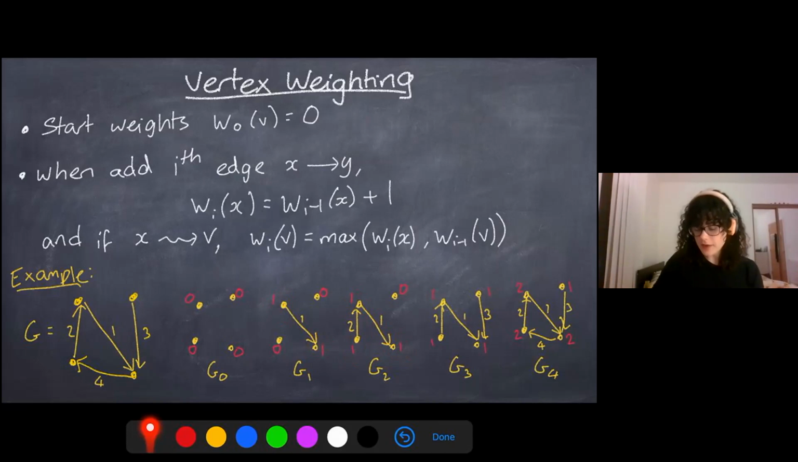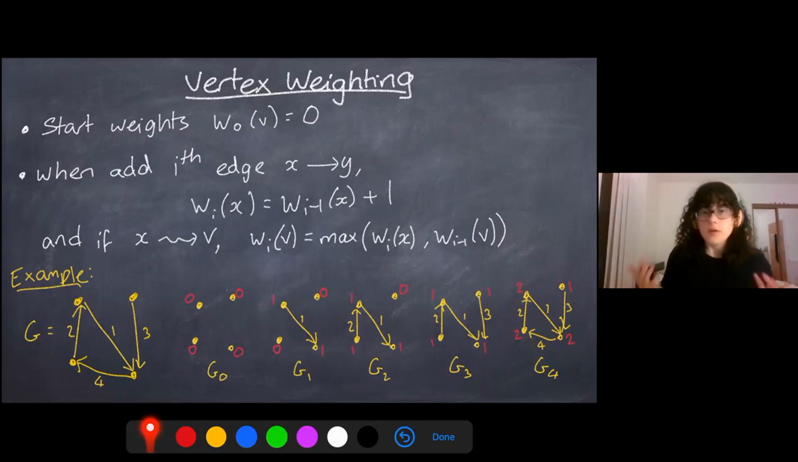Now we add in the third edge. So this vertex is going to update from 0 to 1. And then anything that's on a directed path from that will update its weight, but it's only this vertex. And finally, we add in a fourth edge. So this vertex increases from 1 to 2, and anything that's on a directed path from that vertex, which is all of these three, will also increase their weights to 2. But this one remains at 1 because it's not on a directed path from this.